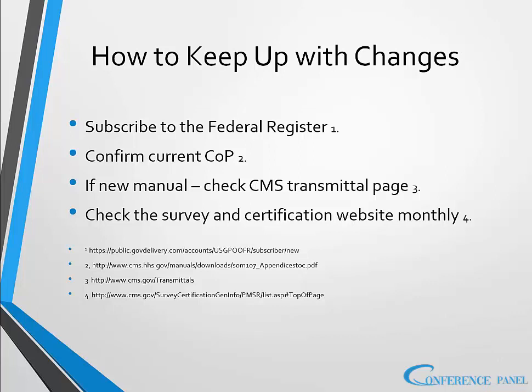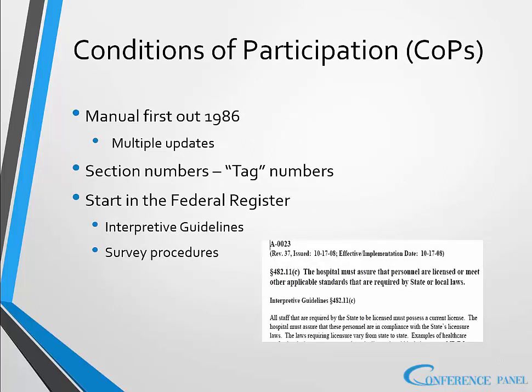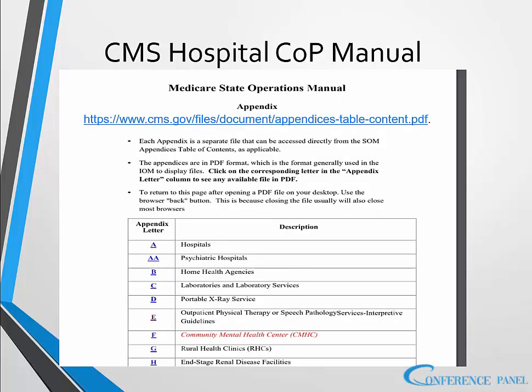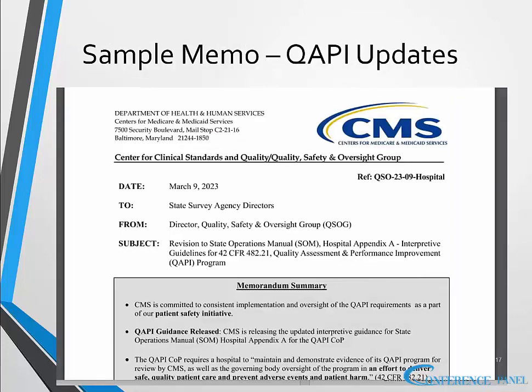With the changes going on, you want to make sure you're keeping up. So if this is your role, in compliance, I would start with subscribing to the Federal Register. I have the links for these items, by the way, here on this page. The conditions of participation, the manual part we're talking about, first came out in '86. They split the regulation into tag numbers. That's how they would identify any deficiencies. You can see here, these are all of the items over which CMS has responsibility. And this is the topic we're talking about, QAPI.